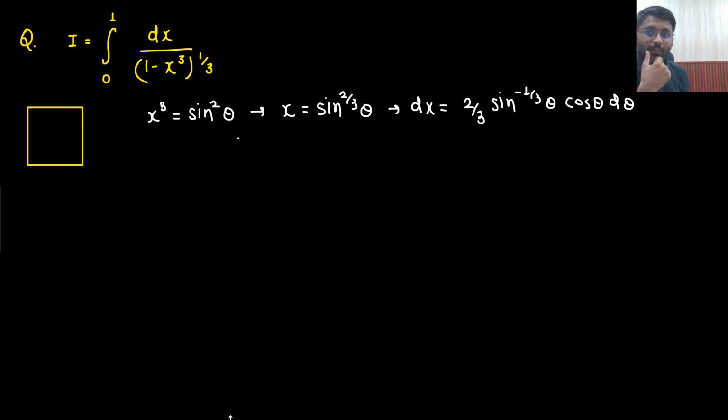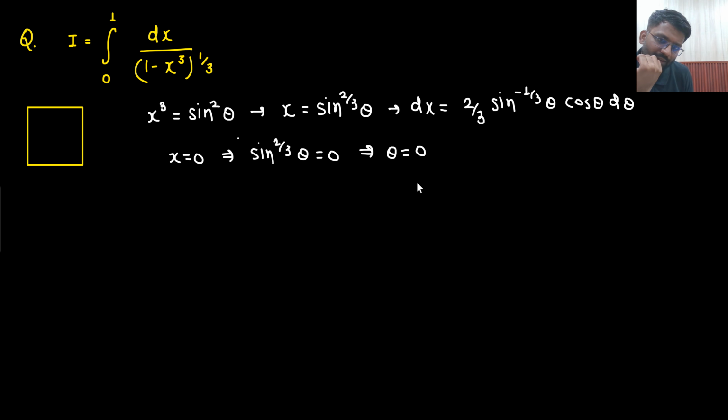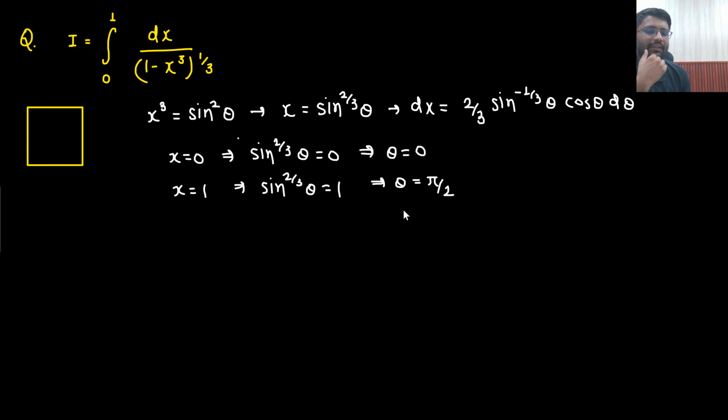Right? Now we need to put down the limit. If x is 0, then what will happen? Sine theta will be 0, so from here theta will be 0. And if x is 1, that means sine 2 by 3 theta equals 1, that means theta will be equal to pi by 2. So theta will go from 0 to pi by 2. We have the dx value, everything we have. So let's get started. Theta going from 0 to pi by 2.